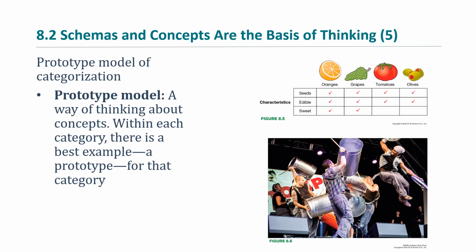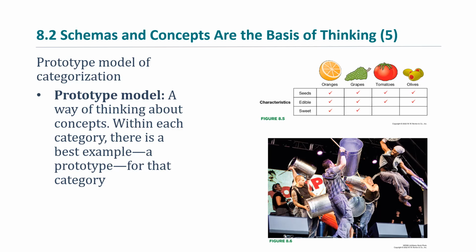According to the prototype model, the best example of a concept is used for categorizing objects you encounter. That is, the prototype is more representative of that category than are other items in the category. So for this reason, an orange seems to be the prototype of the fruit concept. It's like a very good example of what a fruit is. By contrast, olives do not seem to be very representative of the concept because they're not sweet, and therefore people tend not to categorize them as fruit, even though they are.